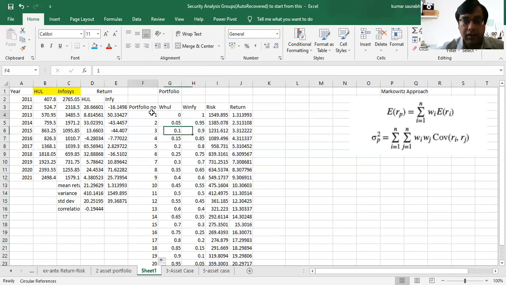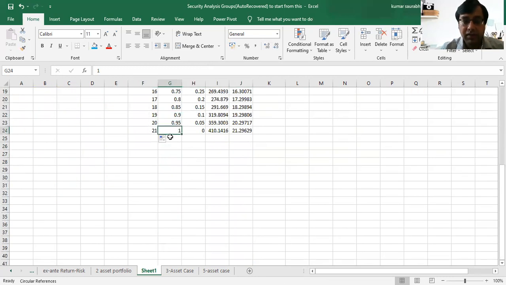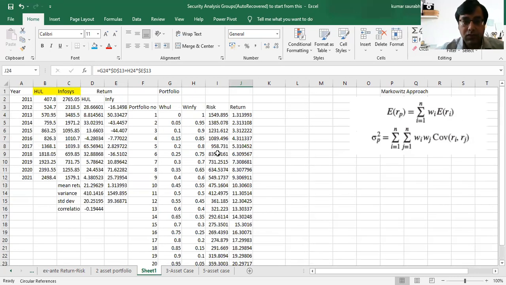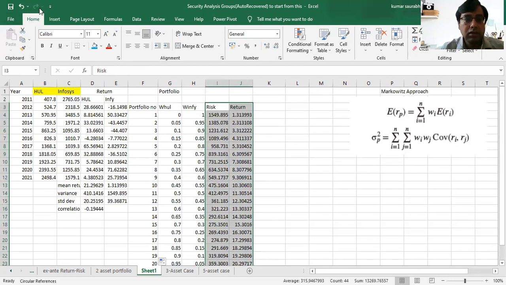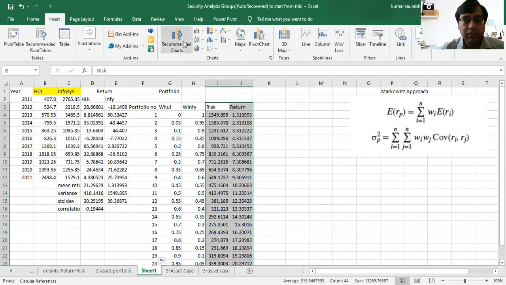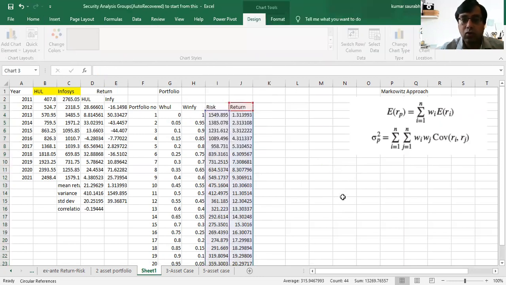If I'm putting 100% in Infosys, then the return of my portfolio is 1.31%, while the variance of my portfolio is 1549. While if I'm putting 100% in HUL and 0% in Infosys, my returns over the period were 21% and the risk in terms of variance is 410.1416. Let's plot this risk and return relationship on a scatter diagram just to observe what kind of relationship it holds.